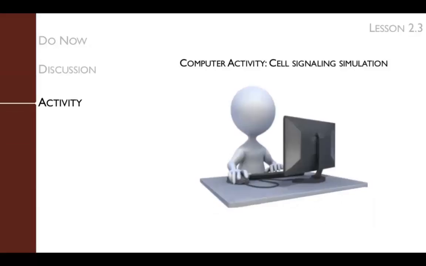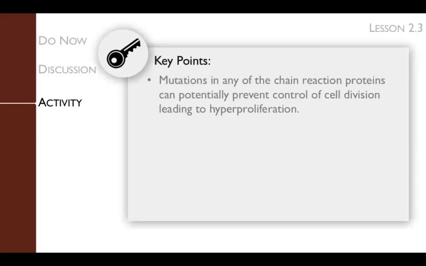This lesson's activity is a computer simulation to demonstrate how signaling cascades are used to regulate the cell cycle. The example used is the cell contact pathway stimulated by Wnt. The cell contact receptor involved is called cadherin. The key points of the activity are that mutations in any of the chain reaction proteins can potentially prevent control of cell division, leading to hyperproliferation.